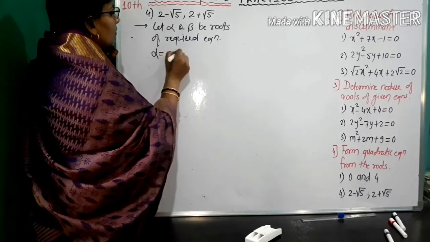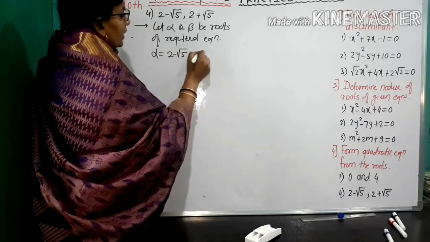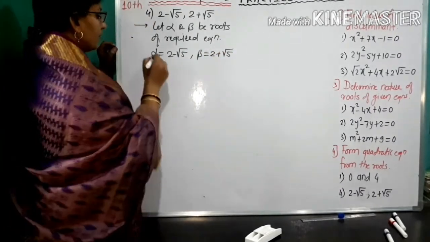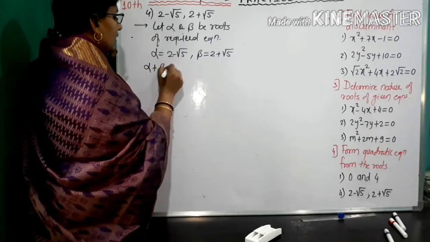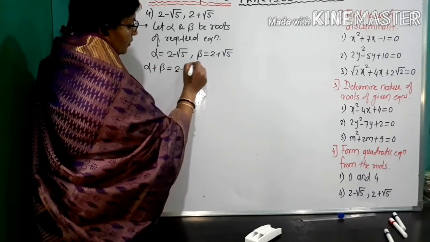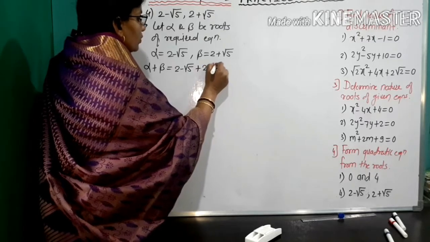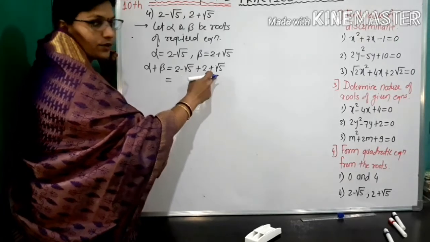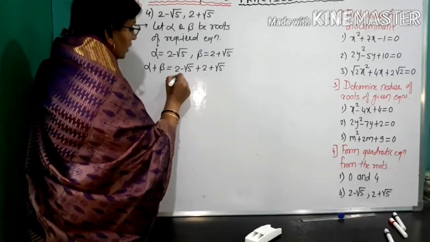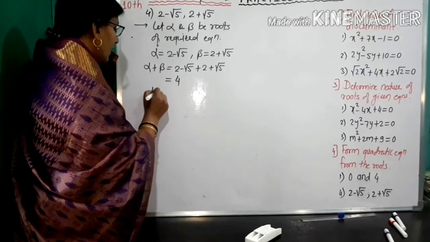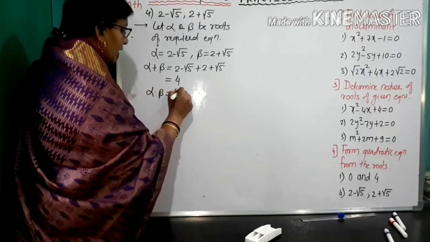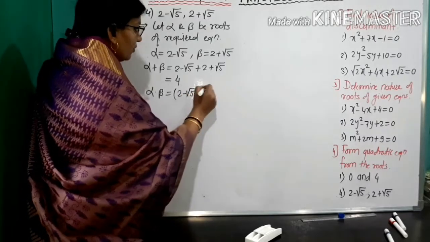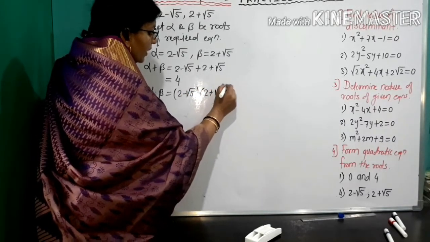Let alpha equal to 2 minus root 5, beta equal to 2 plus root 5. First find out alpha plus beta, that is 2 minus root 5 plus 2 plus root 5. Here minus root 5 plus root 5 cancel. 2 plus 2 equal to 4. Then find alpha into beta. In one bracket put the values 2 minus root 5 and value of beta 2 plus root 5.